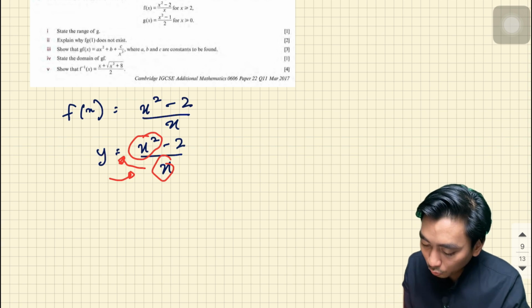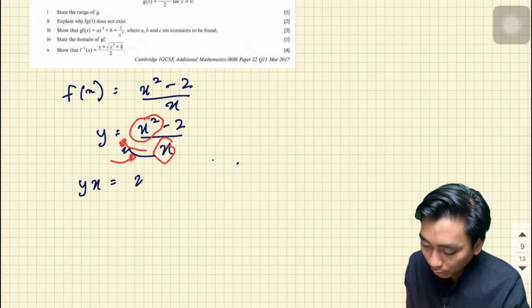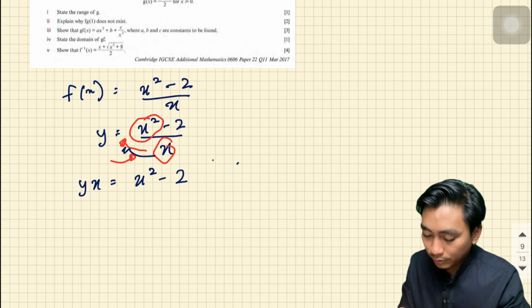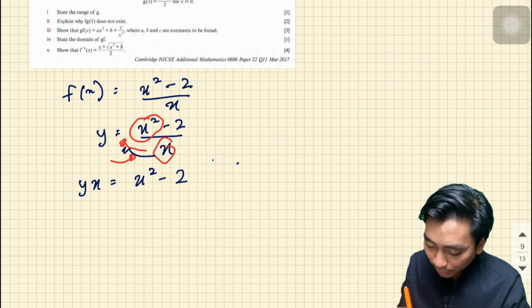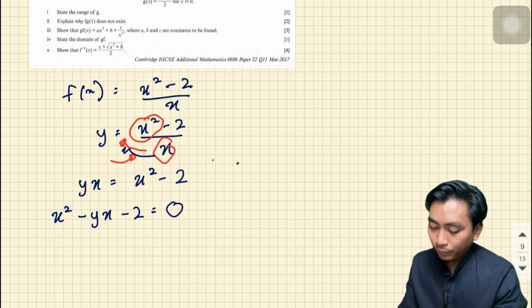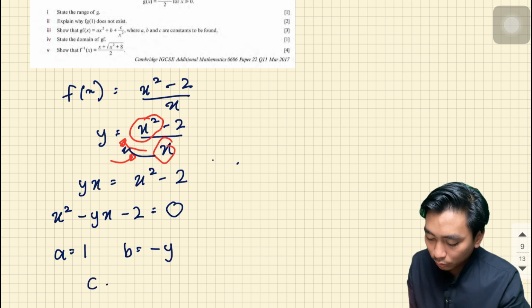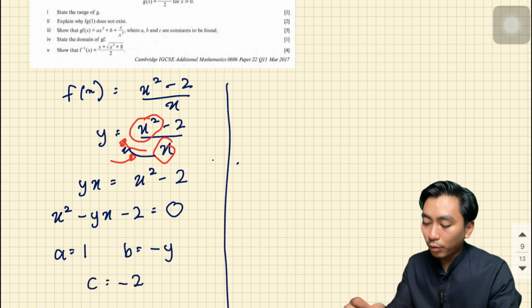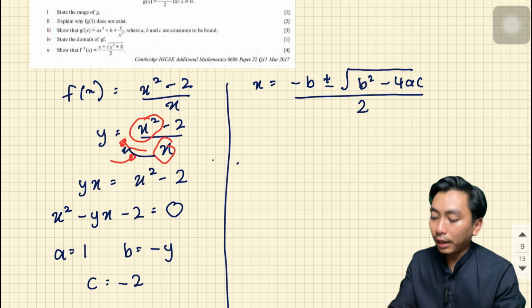Okay, from here, you want to bring the x from the right to the left. It will be yx equal to x square minus 2. But for the standard quadratic form, the equation must be equal to 0. So put all the terms into one side, which is x square minus yx minus 2 equal to 0. From here, we get a equal to 1, b equal to negative y, and c equal to negative 2. So do the quadratic formula, which is x equal to negative b plus minus square root of b square minus 4ac, divided by 2a.